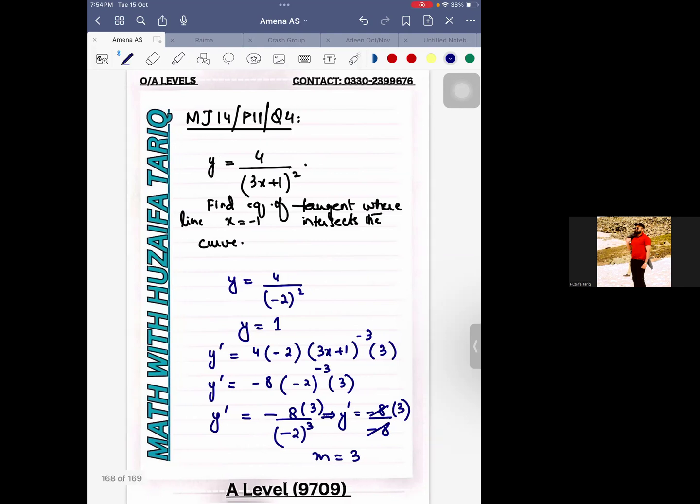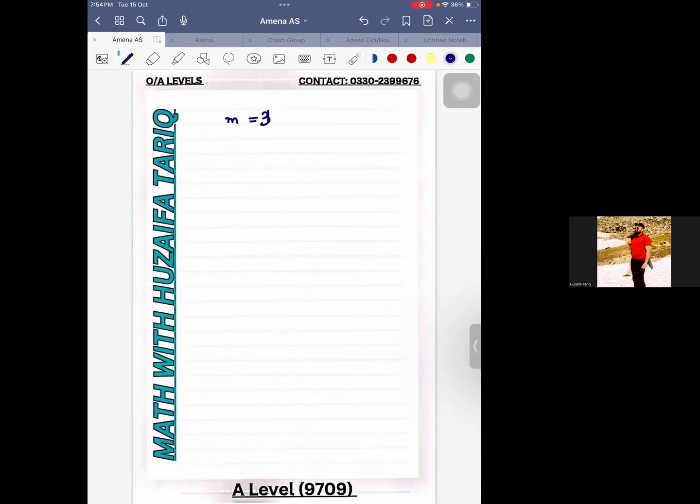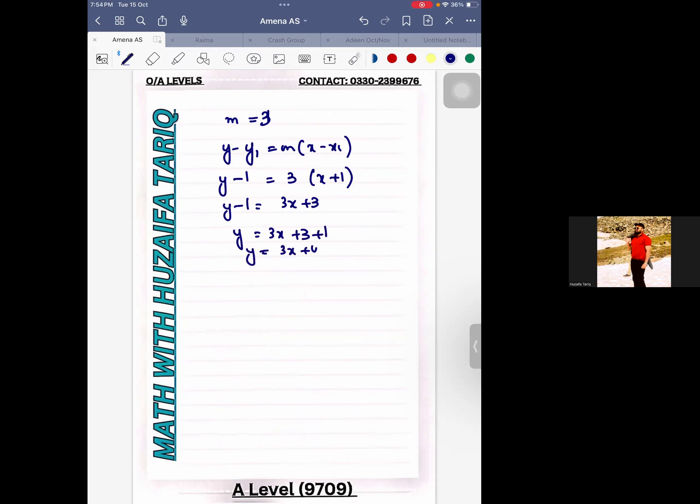So now in the next step, you have to substitute the values in equation of tangent. So y minus 1 equals 3 into (x plus 1), and y minus 1 equals 3x plus 3, and y equals 3x plus 3 plus 1, and y equals 3x plus 4. That's the equation of the tangent.